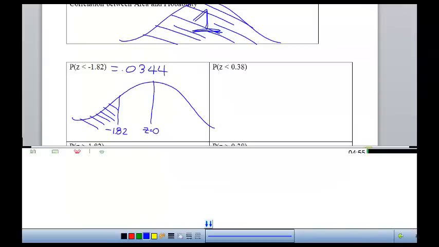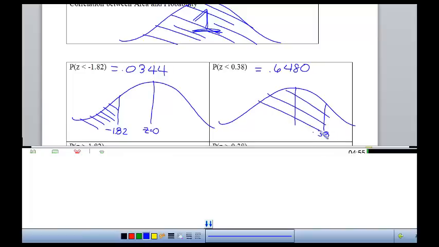Okay, equals 0.6480. If we've drawn a picture, we would have 0.38 over here somewhere, and we know when we look up that value in the table, it describes all of this area, which is the area that we wanted.